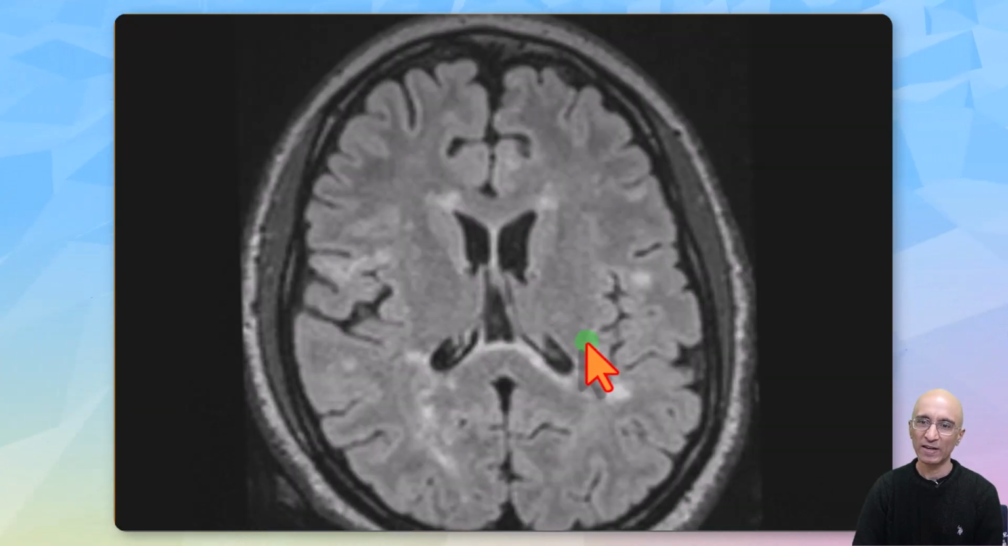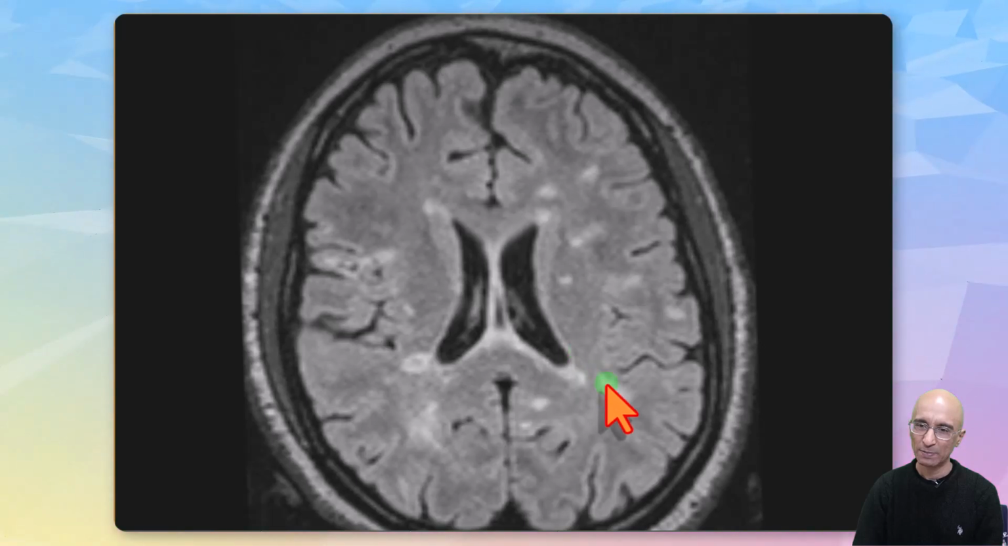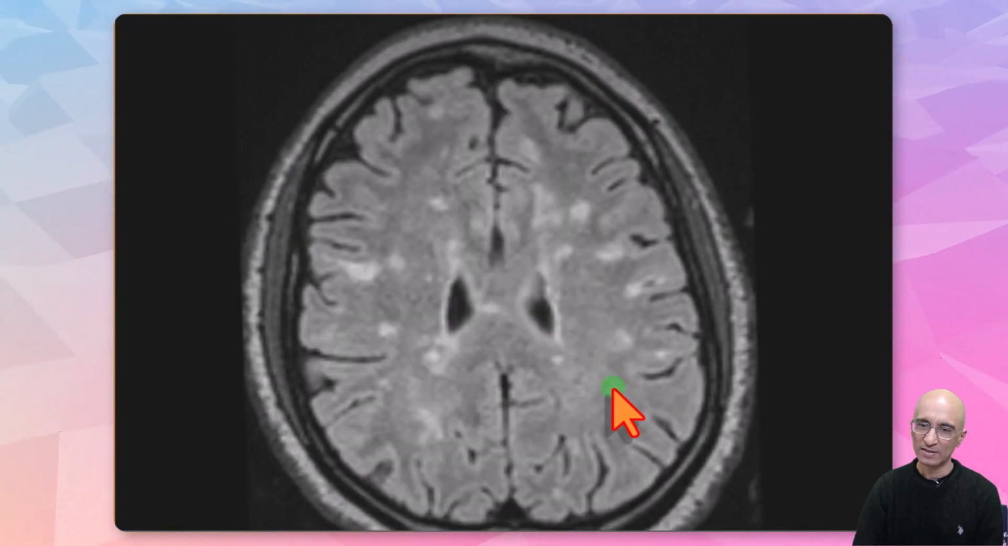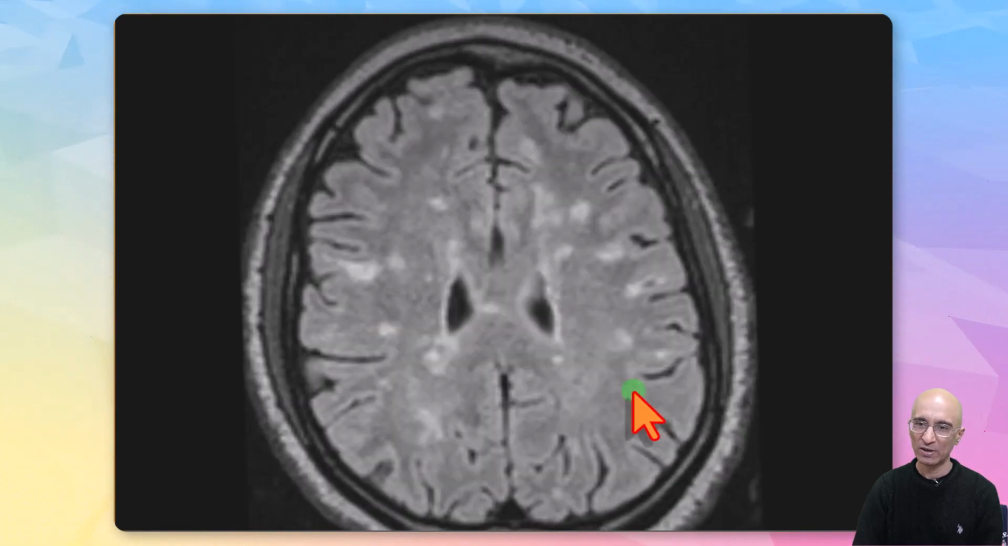We see similar findings on the axial images of the brain. So we can see multiple FLAIR hyperintense foci in the periventricular, deep and subcortical white matter. Some of these lesions appear to be aligned perpendicular to the ventricular wall along the expected course of the medullary veins.